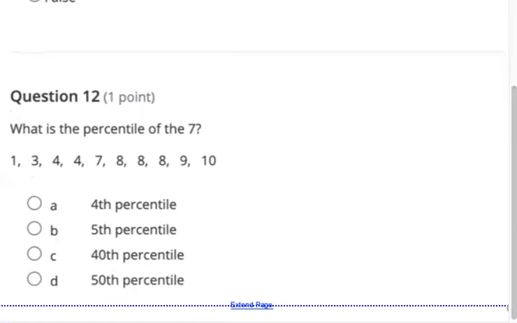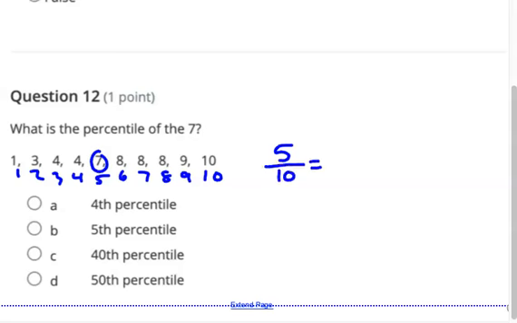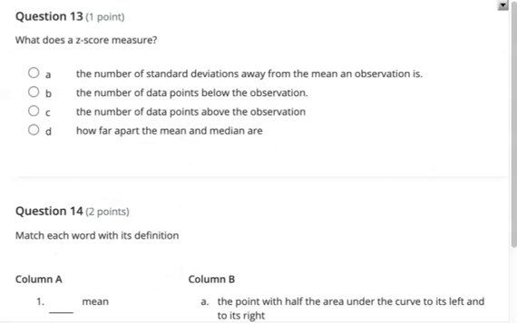Question 12, what is the percentile of the 7? Okay. It's the 5th one in the list out of 10 numbers. So the percentile of 7 is 5/10, which is 0.5, which is the 50th percentile. Okay, what number is it in the list and you divide it by how many numbers there are in the list. Number 13, what does a z-score measure? It measures the number of standard deviations away from the mean an observation is.